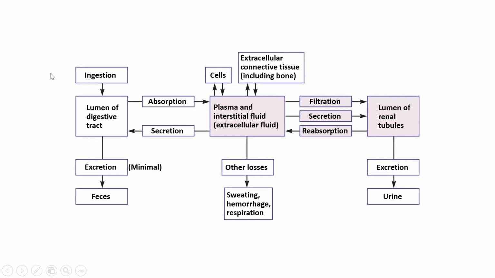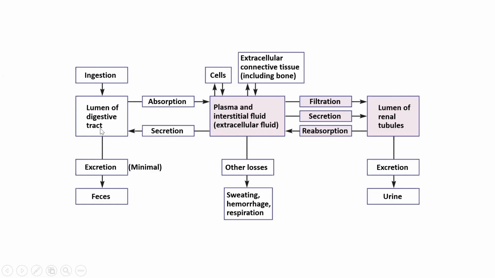So let's kind of start at the left here. So we ingest water, right? And we should be ingesting water in its normal state as fluid, but a lot of the foods that we eat, especially fruits and vegetables, also contain a large proportion of water as well. That moves through the lumen of the digestive tract, and then that can be absorbed across into our internal body compartment. So that's in our plasma, in our interstitial fluid, which are the extracellular fluid compartments in our internal body environment.